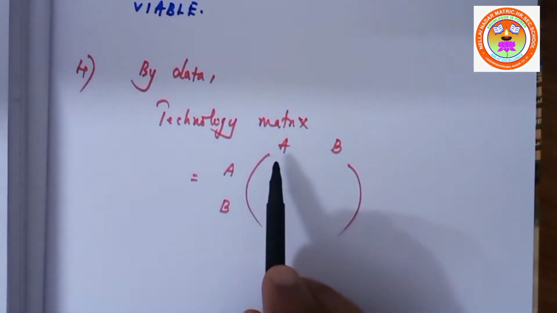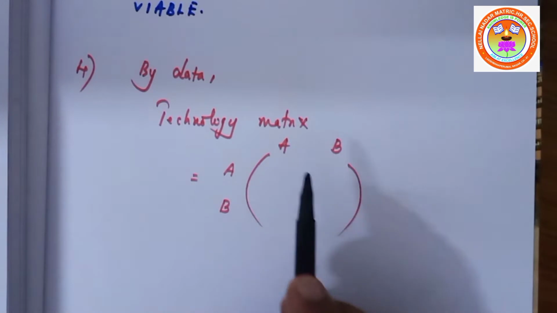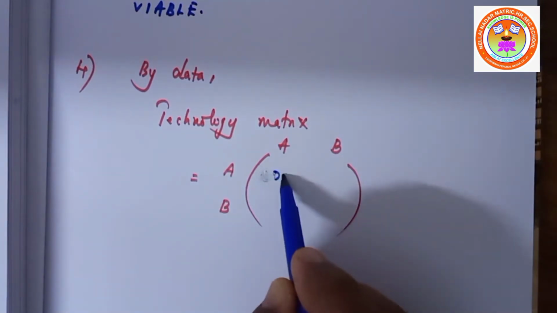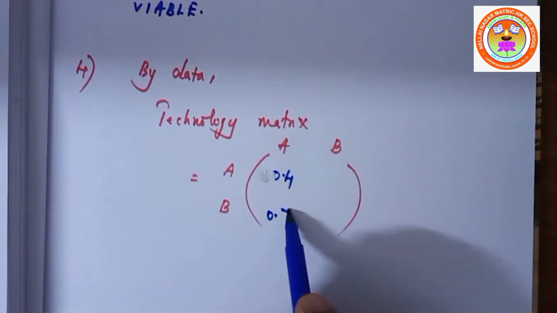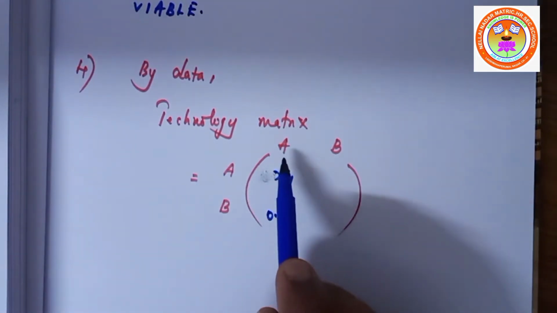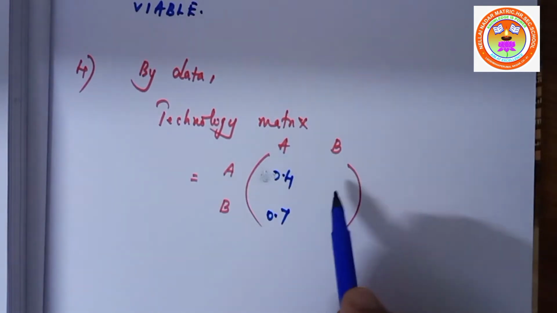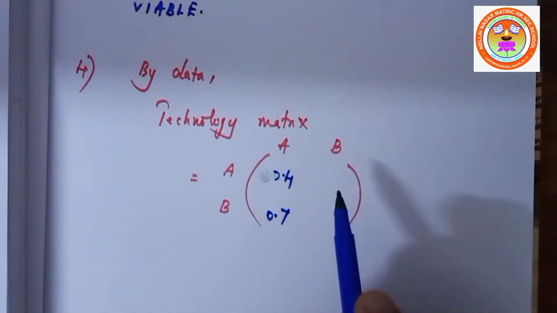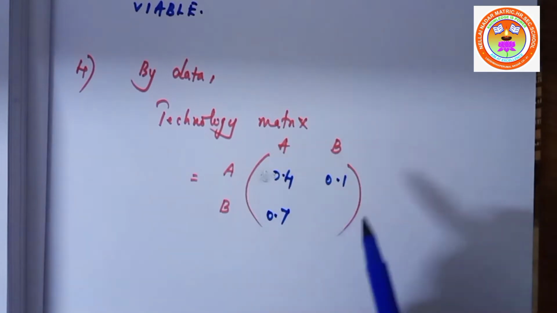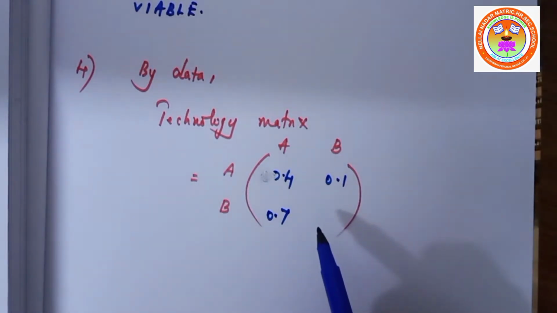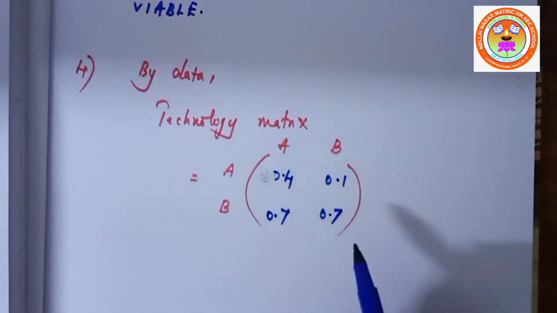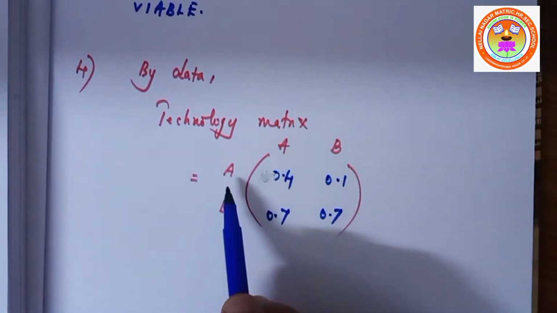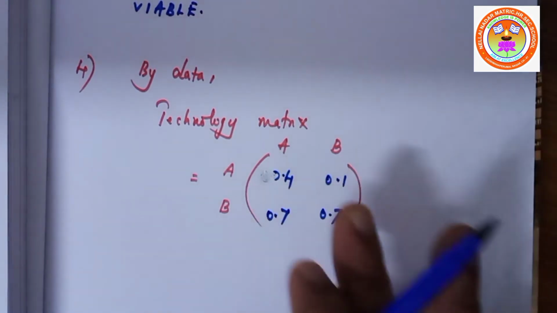For producing the commodity A, 0.4 ton of A and 0.7 ton of B are required. Then one more condition is given: for producing the commodity B, 0.1 ton of A and 0.7 ton of B are required. Again, for producing commodity B, 0.1 ton of A and 0.7 ton of B are required. This is the technology matrix.